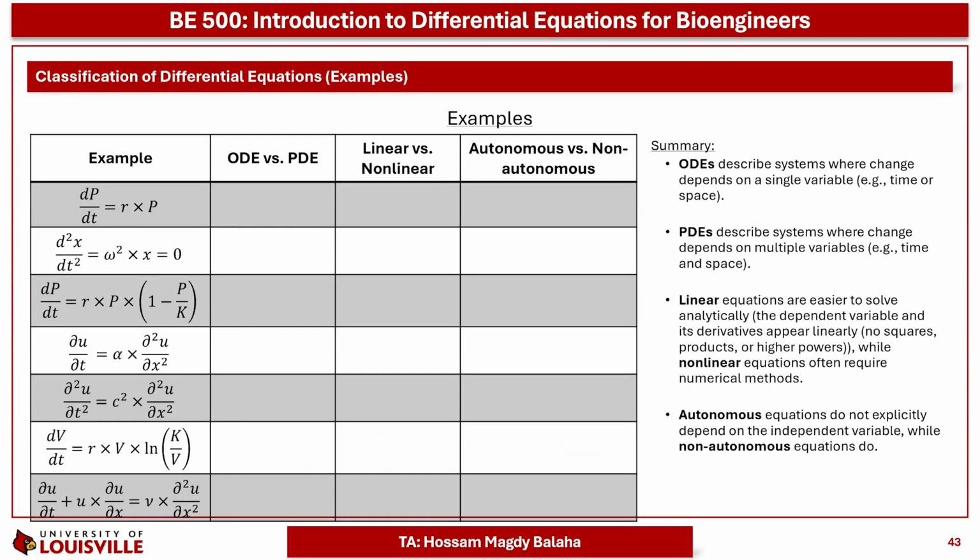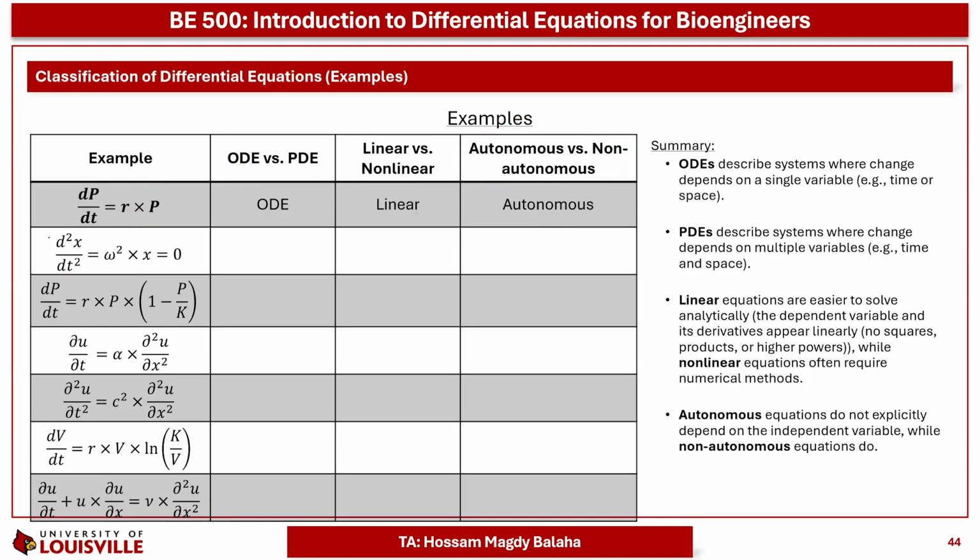Now, we need to classify the following examples, whether they are ordinary or partial, linear or nonlinear, autonomous or non-autonomous. Let's begin with the first example: dp by dt equals r multiplied by p. Here, r is a constant, and we have a single variable, so this will be an ordinary differential equation. r is a constant, and we have only p that depends on time, so it will be autonomous. And also, p is not multiplied or raised to any powers, so this will be linear.